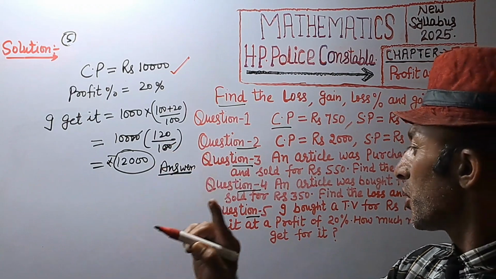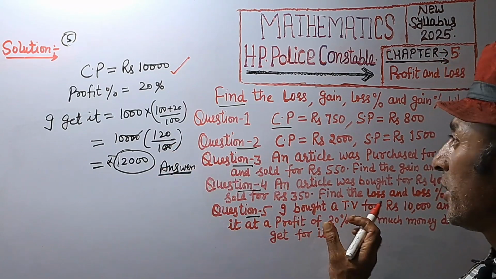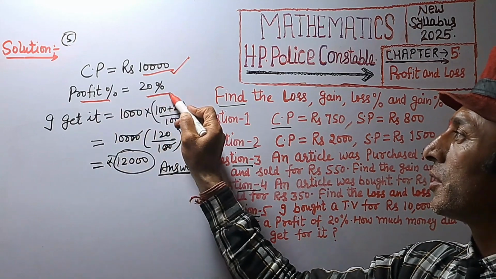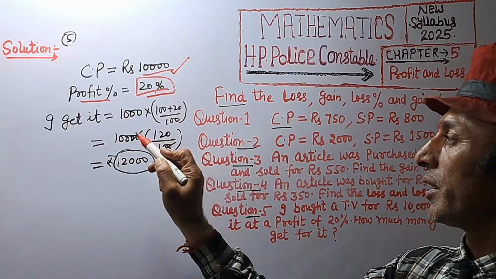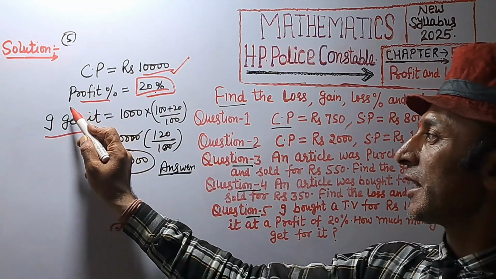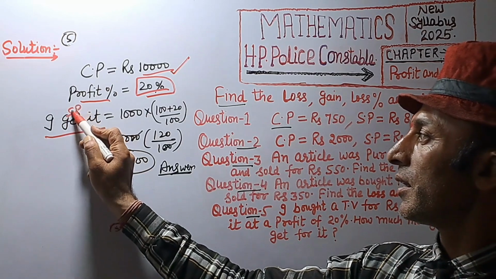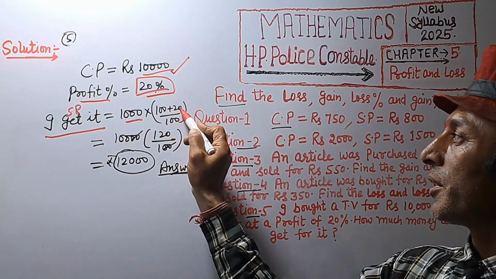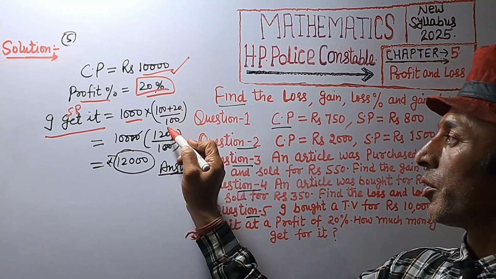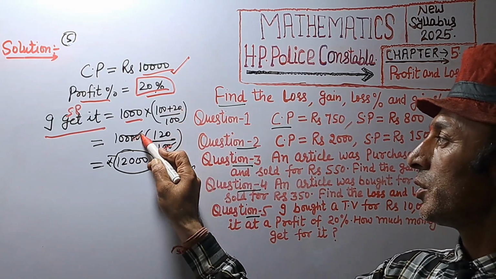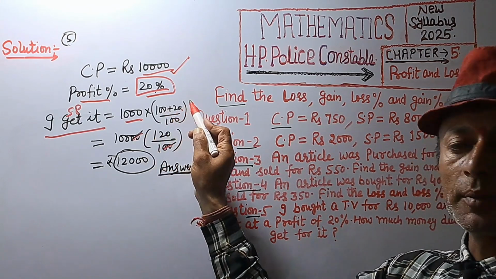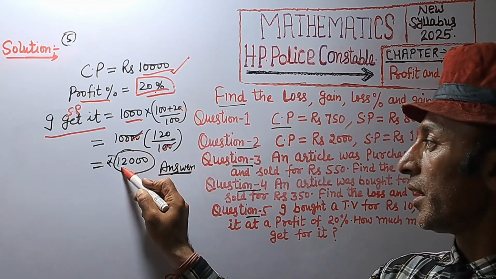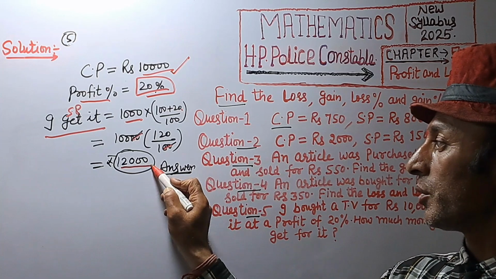Given cost price of a TV equal to 10,000 rupees and profit percent is 20%. So what I get is the SP, which is equal to CP into 100 plus profit percent upon 100. 0 is cancelled, and 100 plus 20, that is 120. 120 multiplied by 100 equal to 12,000 rupees.